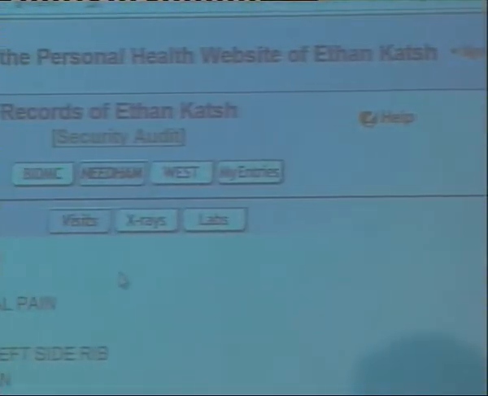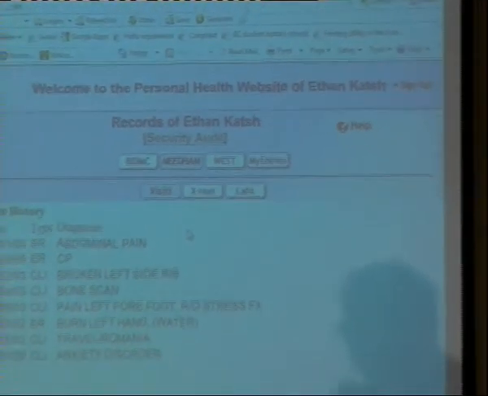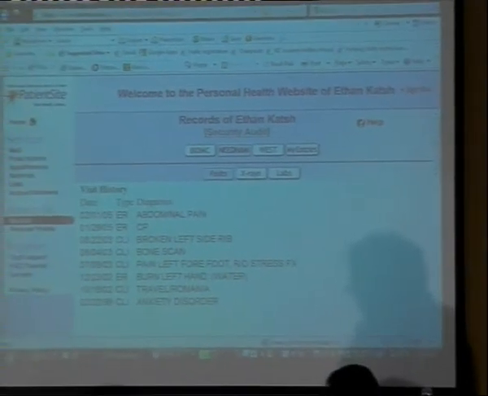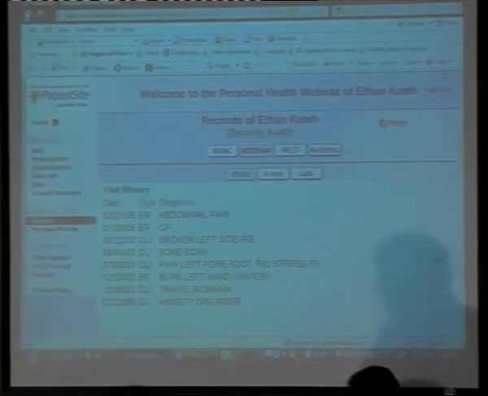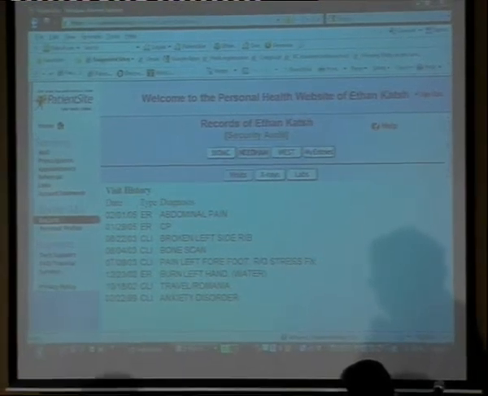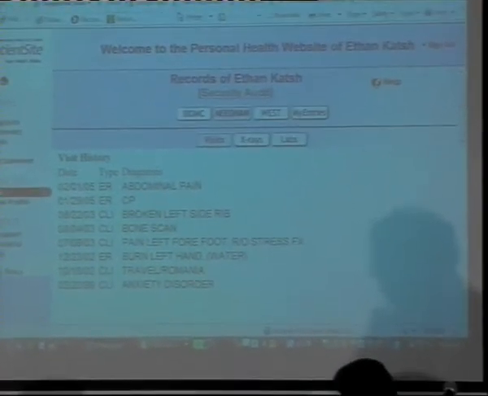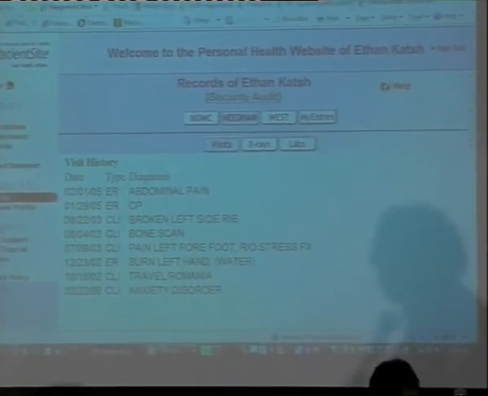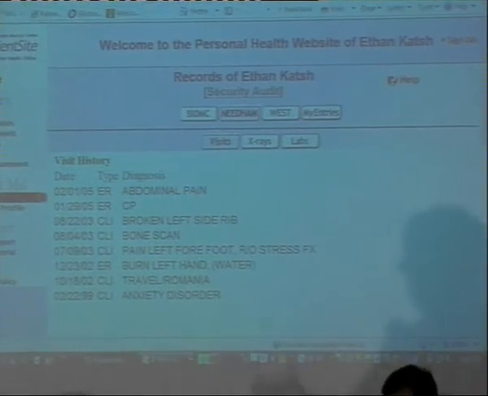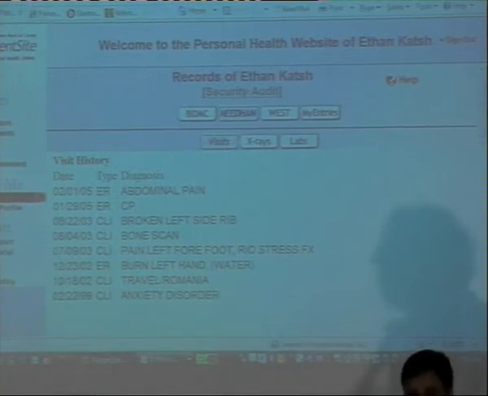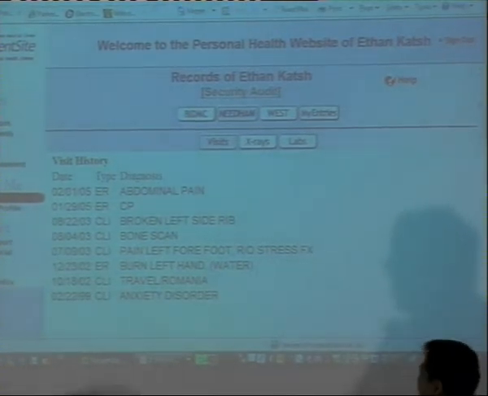In terms of the layout and the interface, it's relatively primitive. But basically, this is a listing of my visits over a 10-year period to the emergency room. Broke my rib, burned my hand. Went to Romania. These are all in the same place. Got some shots when I went to Romania. None of this bothered me.